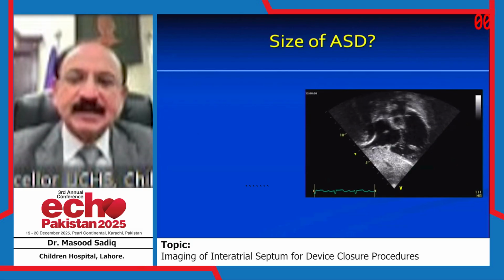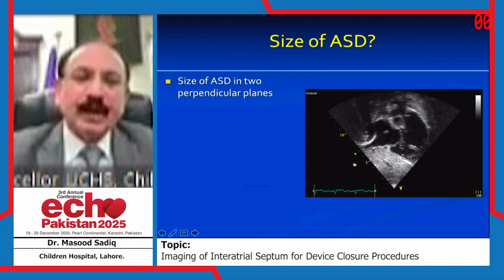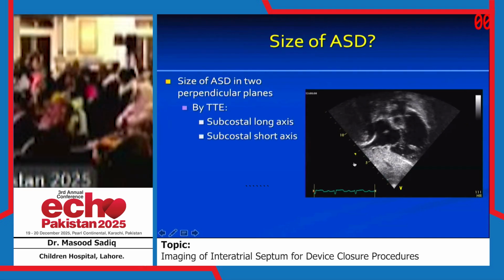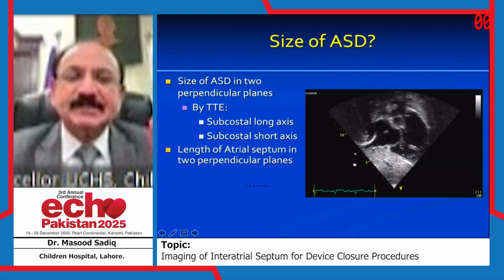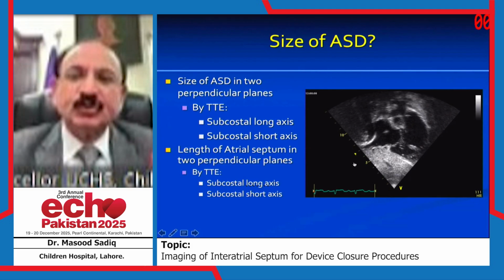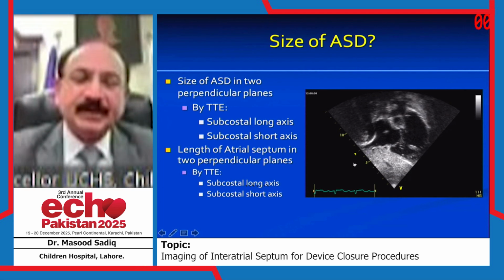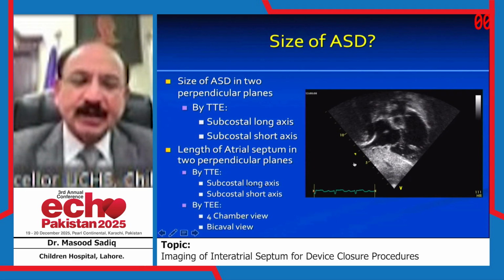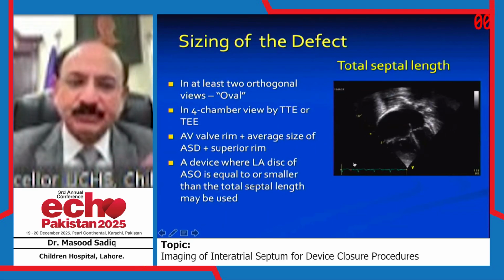Then, of course, is the sizing of the ASD. You need to size these patients at least in two perpendicular planes. Please do not rely on one measurement. You need to see the ASD in at least all four views, to make sure that you're getting the correct size of an atrial septal defect. Many of these are oval defects, and you might underestimate, and that may lead to, of course, embolization of the device. So minimum four-chamber view and bicaval view, although it is recommended that you look at it in all views.